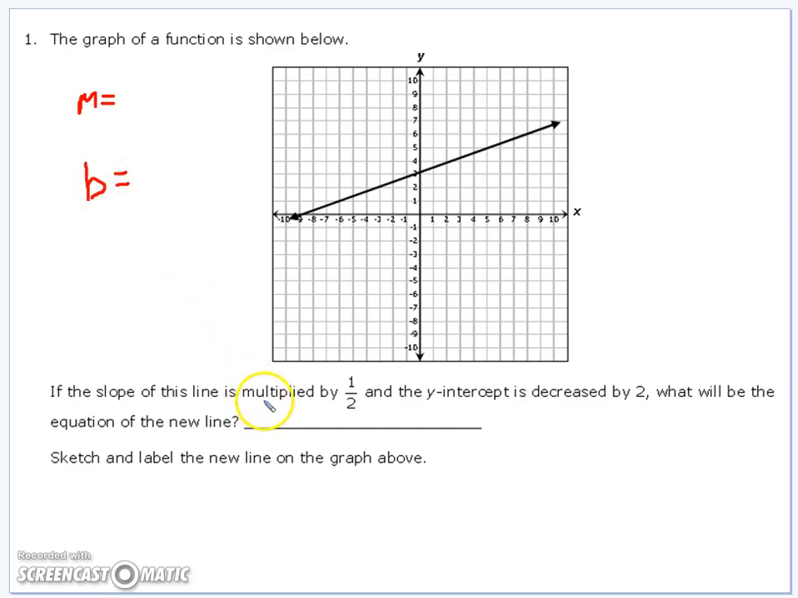Once we have that, then we can write it in the form y equals mx plus b. The y-intercept is pretty easy to spot. You're just looking for where it crosses the y-axis, right? And so here we're crossing at the value of 3. So we have a b value of 3.